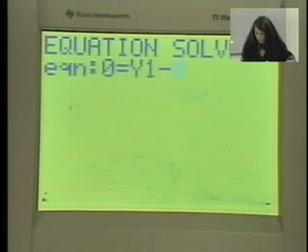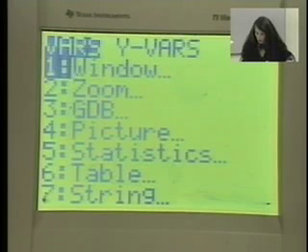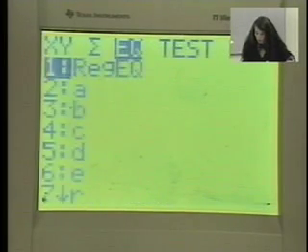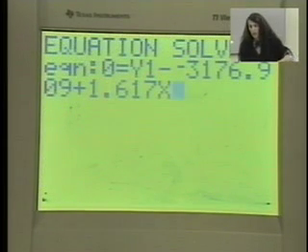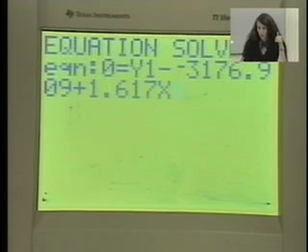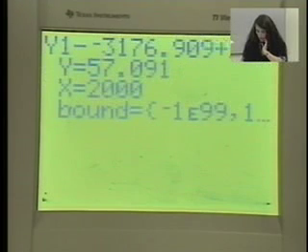minus our regression equation. So we'd have to do vars, we'd have to arrow down to statistics, over to equation, and 1. So we're pasting that in there. We're writing this, the equation was y1 equals, all right, so we're going to write it with 0 equals y1 minus the other side, all right? And let's press enter, all right?